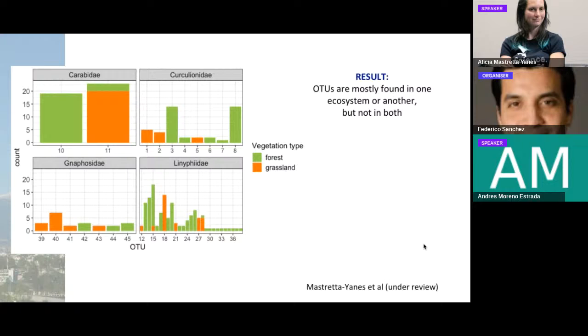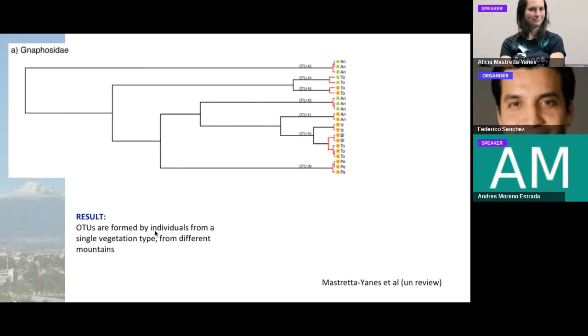Okay, first, OTUs are mostly found in one ecosystem or another, as you can see in this figure, but rarely in both. We only found like this OTU and another one and this one that were present in both. Therefore, this is more congruent with the hypothesis of allopatric differentiation.